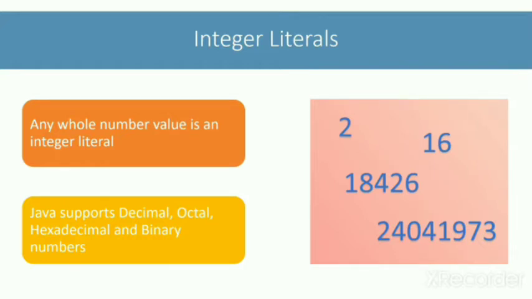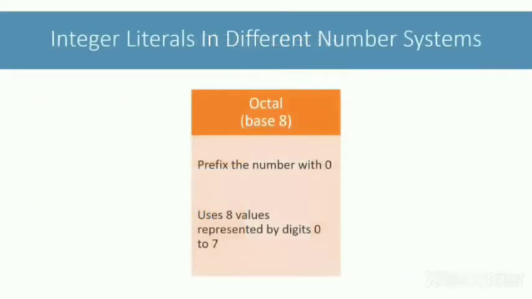In addition to decimal numbers, Java also supports octal, hexadecimal and binary numbers. To write a number as an octal number, prefix it with a 0. Java considers numbers with leading zeros as octal numbers. So don't prefix your number with a 0 if you don't want it to be interpreted as an octal number. Octal number system uses the digits 0 to 7. So if you write 08 or 09 in your program, it will lead to an error, as 8 and 9 are invalid octal numbers.